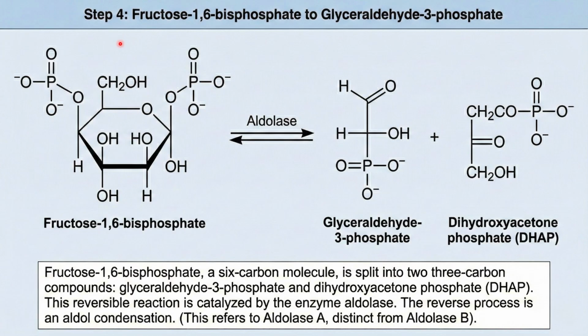Now, coming to the fourth step, here is a splitting step. The 6-carbon molecule fructose 1,6-bisphosphate is broken down between the third and the fourth carbon to form two 3-carbon compounds, which are glyceraldehyde 3-phosphate and dihydroxyacetone phosphate, in short called DHAP. So the 6-carbon compound is broken down to two 3-carbon compounds with the help of the enzyme aldolase.